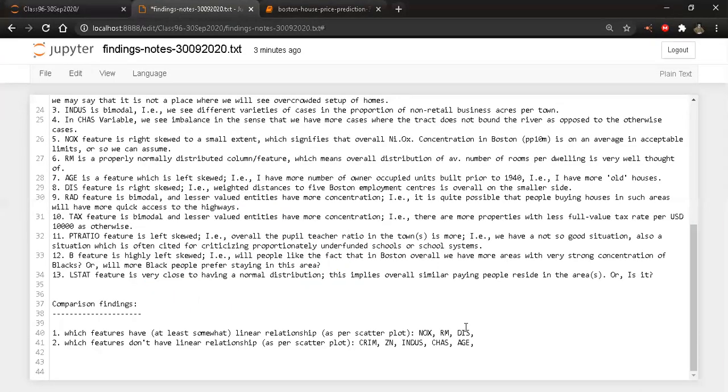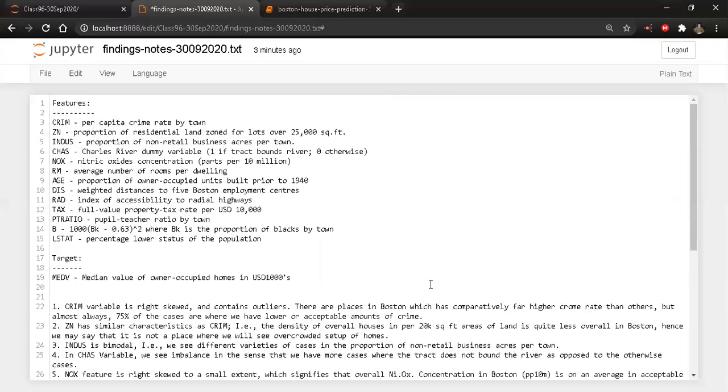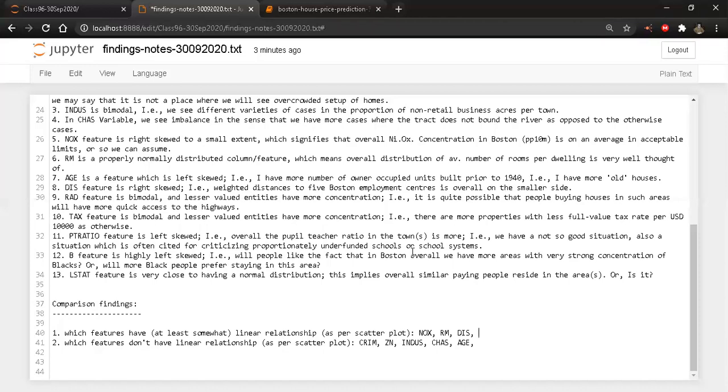What is DIS? Let me quickly check. Yeah, it is weighted distances to 5 Boston employment centers. The closer you are to the employment center, it seems the median value of the house is increasing, right?